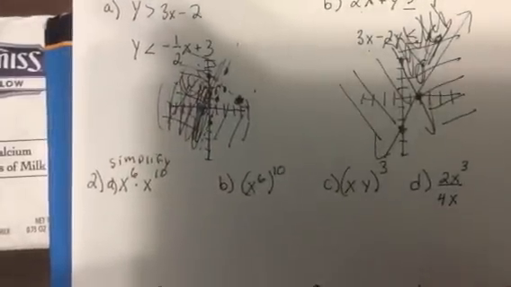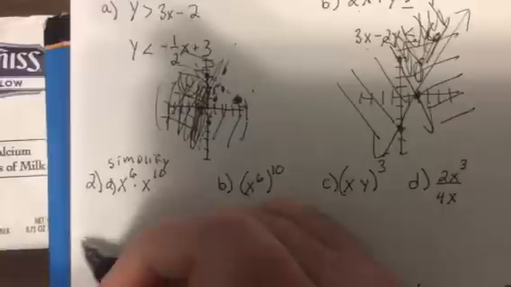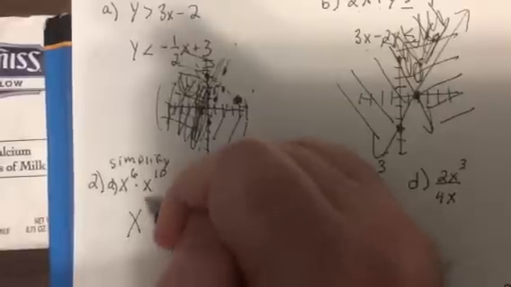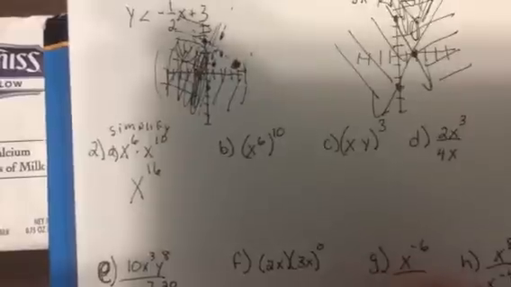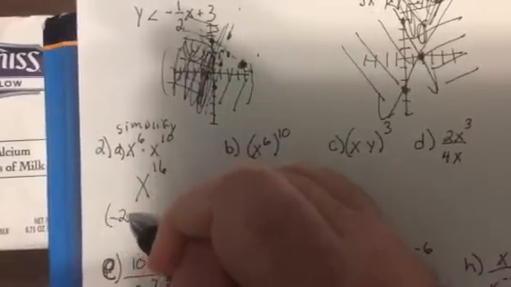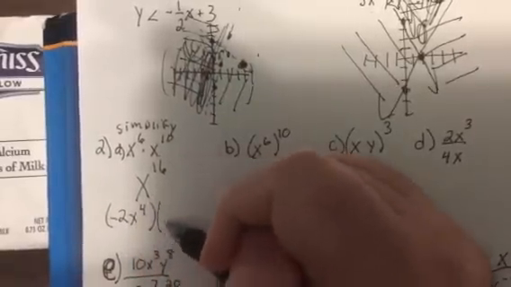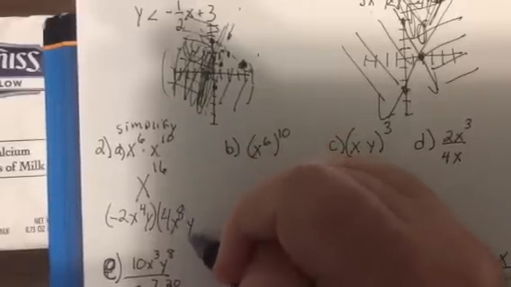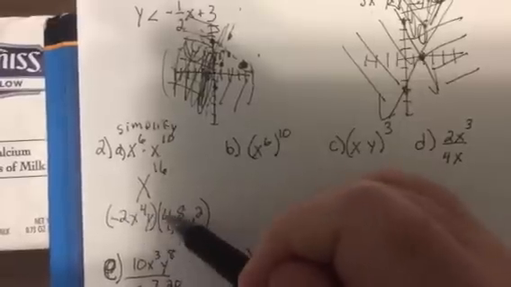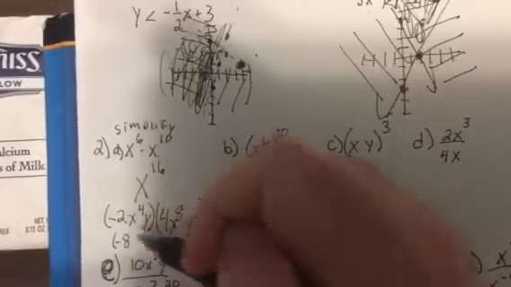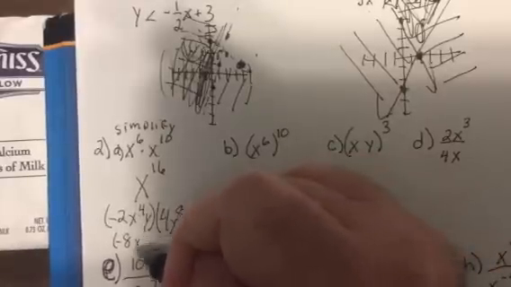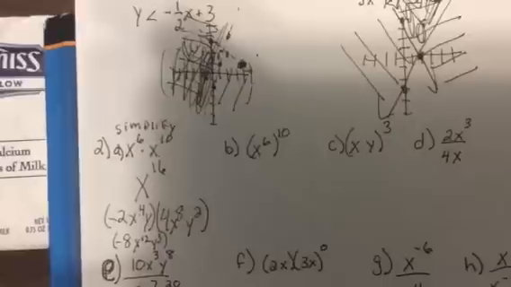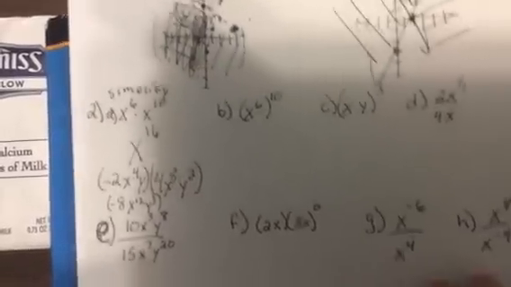Now here's all the laws of exponents, one at a time. When you multiply two things with the same base, you add the powers. So this would be x to the 16th. Now this goes with multiplying monomials. So if I had -2x to the 4th y, times 4x to the 8th y squared, you'd say, okay, -2 times 4 is -8. X to the 4th times x to the 8th is x to the 12th. And then y times y squared is y cubed. So when you multiply two things with the same base, you add the powers.